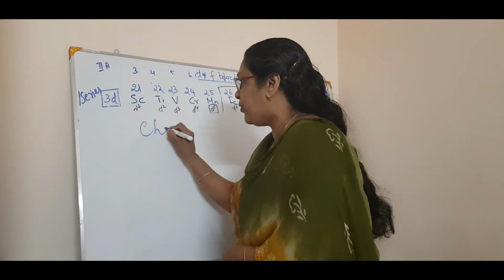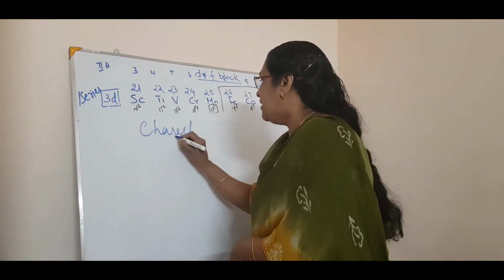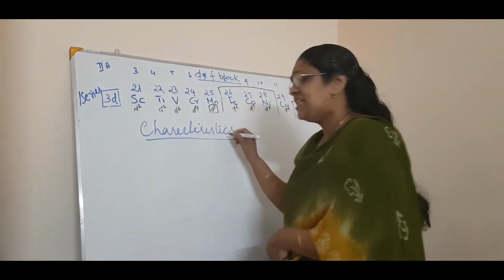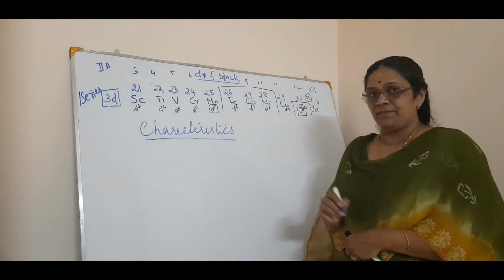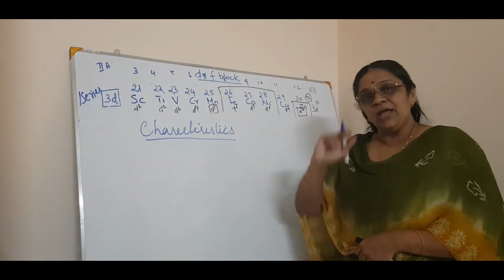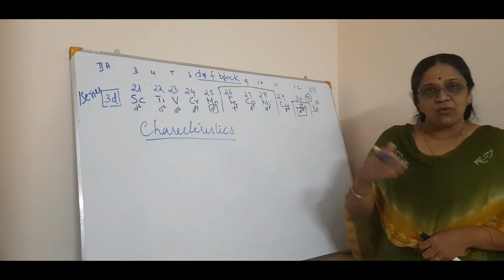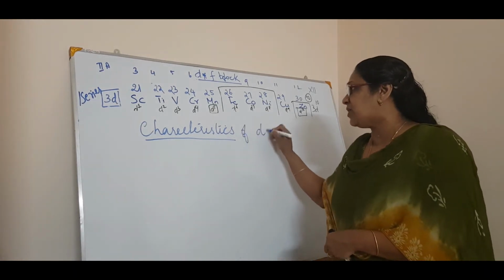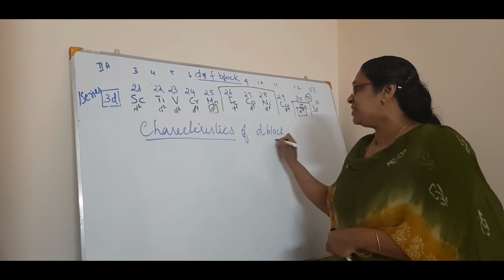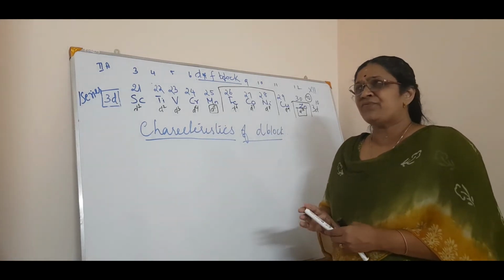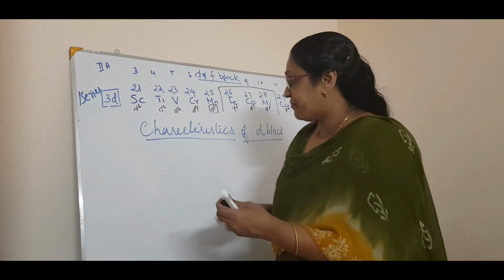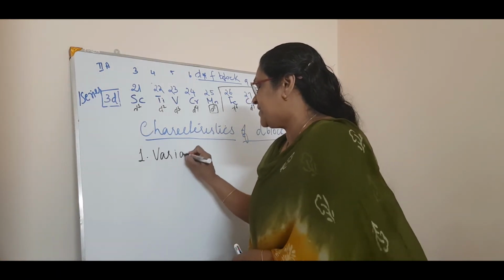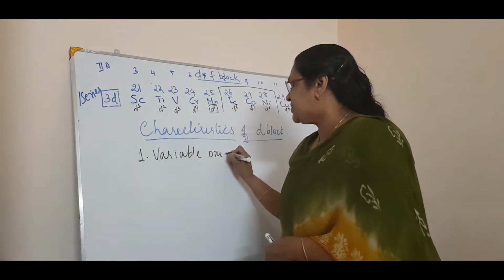This is also very important, that we will study in detail the characteristics of d block elements in general. I am telling in general, like what we have studied in the p block, the anomalous behavior of fluorine, oxygen, etc. These are the general characteristics of d block elements or transition elements. There are 3, 4, or 5. One is it has got a variable oxidation state.